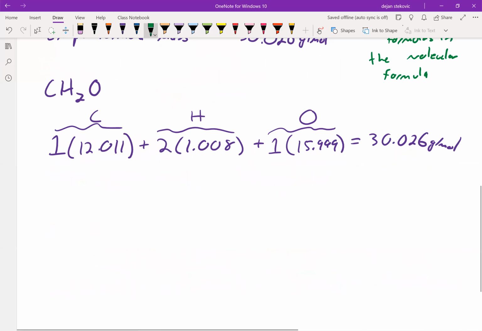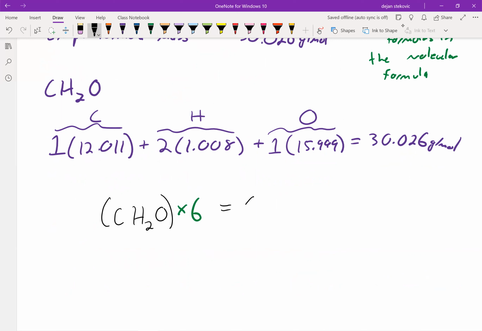And so what we do is we take our CH2O, and there's 6 of them. So we're just going to multiply this by 6. And then you get C6H12O6. And now you know the molecular formula of your unknown compound, right?